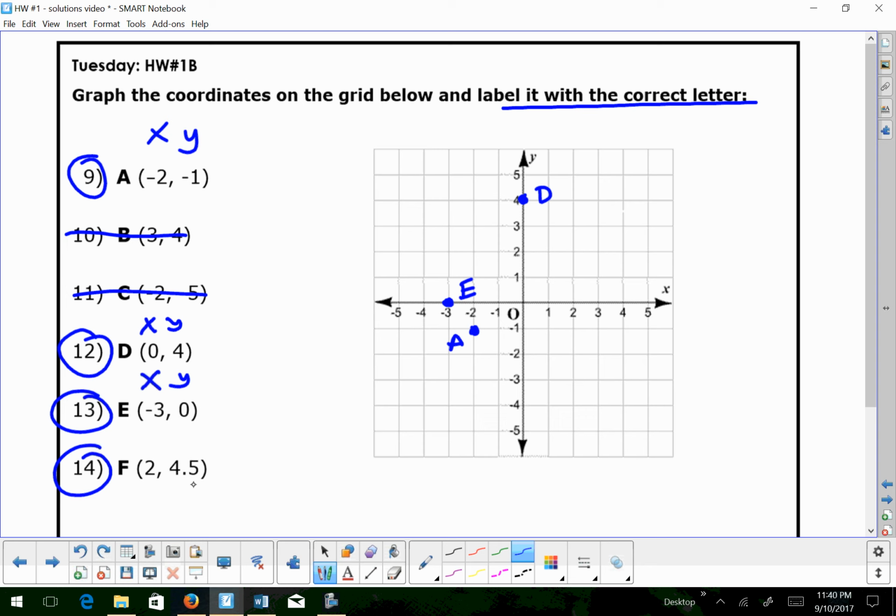And now for the last point. 2 on my x-axis and +4.5 on my y. So from the origin, I'm going to move x first, 2 to the right, and then 4.5 on my y. Up 1, up 2, up 3, up 4, and then halfway up. And I'm going to label that F. That's how you graph points on the coordinate plane.